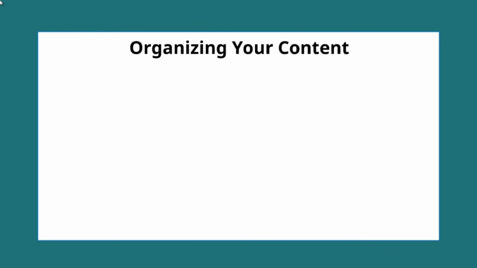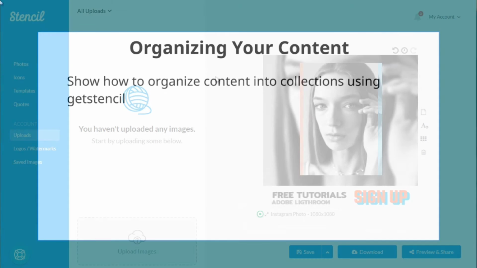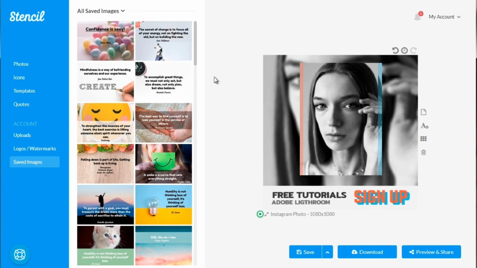About organizing your content. So in the previous video, we talked about how to go about creating those pieces of content really fast, as you saw. Now I'm going to show you how to organize the content into what we call collections by using Get Stencil. Okay, so what I like about Get Stencil is it allows you to organize all of your content that you've created into what we call collections. And you can think of that as sort of like a folder.